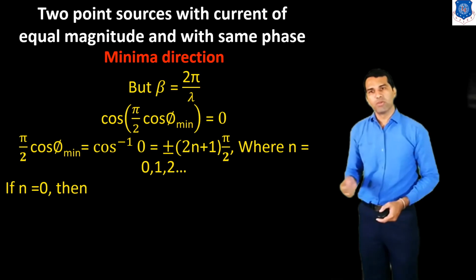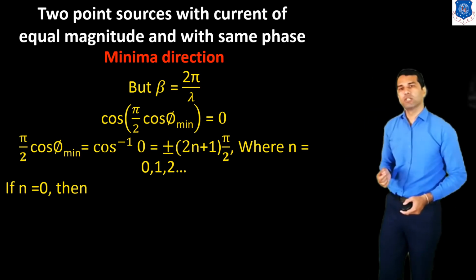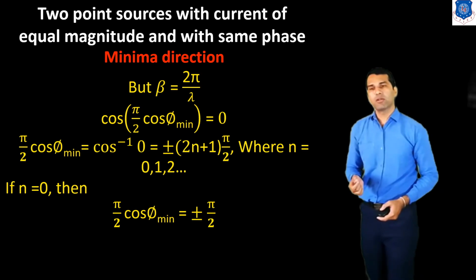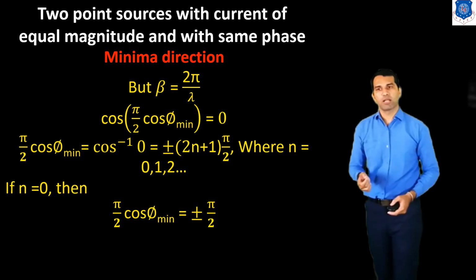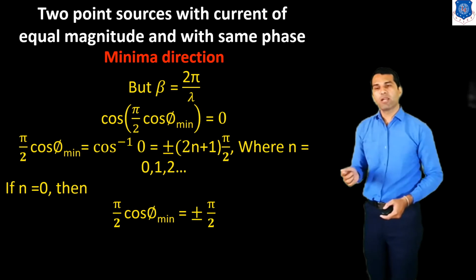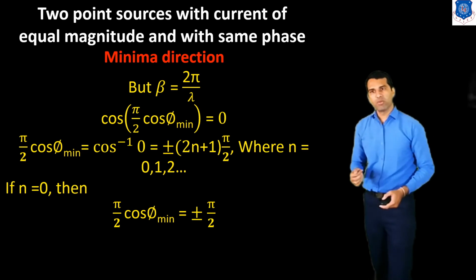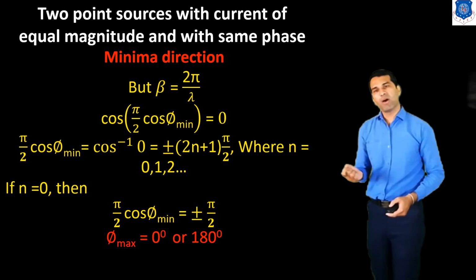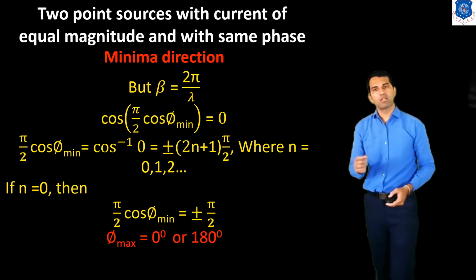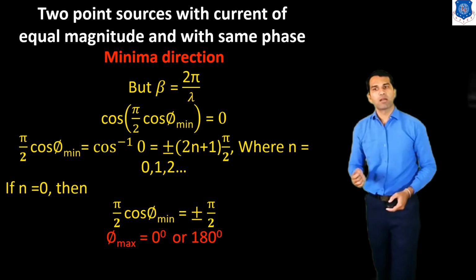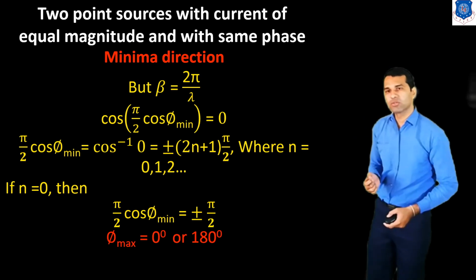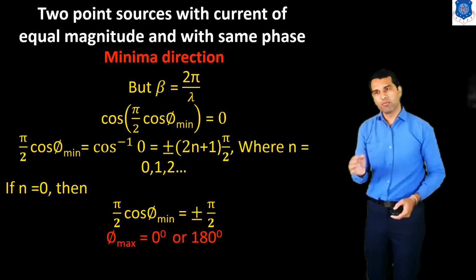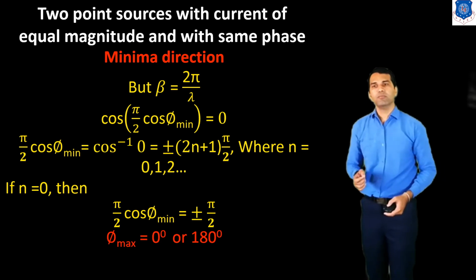If we take the same condition, n equals 0, we get pi by 2 cos phi minimum equals plus or minus pi by 2. So we get cos phi equals plus or minus 1, and phi minimum equals cos inverse of 1. The cos inverse is 1 when phi equals 0 or 180 degrees. So this is the minimum direction.